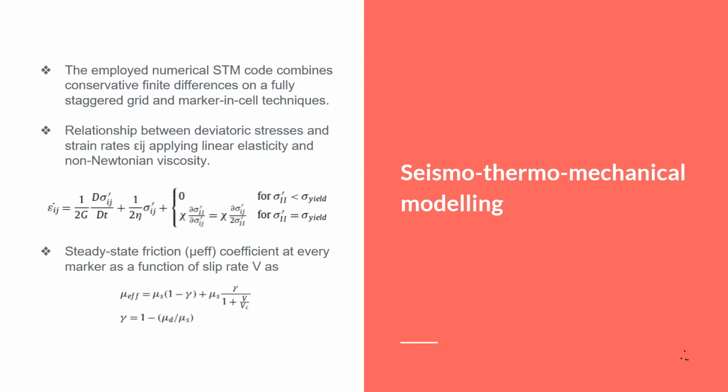So for making a fully working seismothermomechanical model, the authors have employed a numerical SEM code which combines the conservative finite differences on a fully staggered grid and the marker-in-cell technique. Now, for making this model, they basically use this formula. In this formula, as we can see, it is a relationship between deviatoric stresses and strain rates. Here, the G value, which is this one, is the shear modulus. This value corresponds to the effective viscosity, and this value is basically the square root of the second invariant of deviatoric stresses.